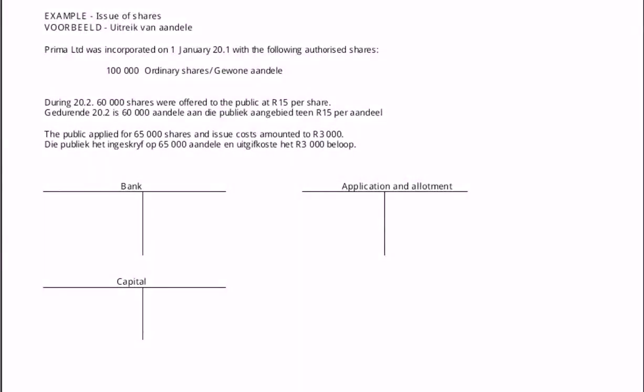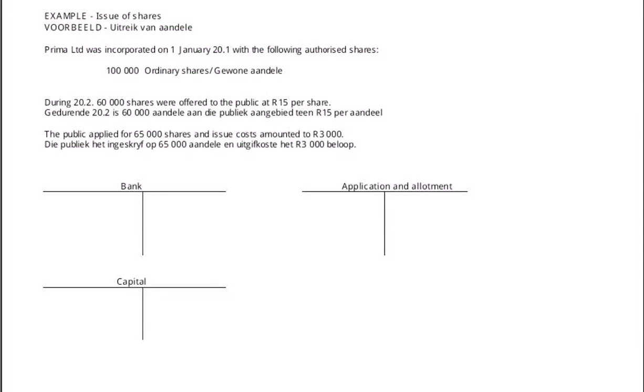Let's look at an example of what happens when we issue normal shares. In this example, we have authorized share capital of 100,000 shares, and during the year 20.2, the directors decided to issue 60,000 of those shares to the public at 15 Rand a share. In other words, we'll be receiving 15 Rand for every share that the public applies for.